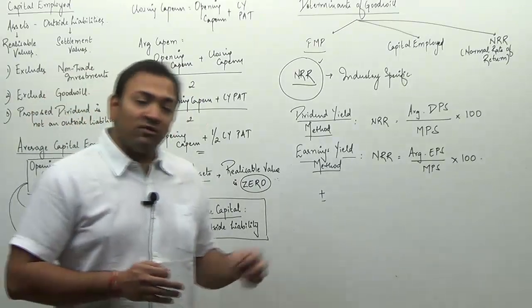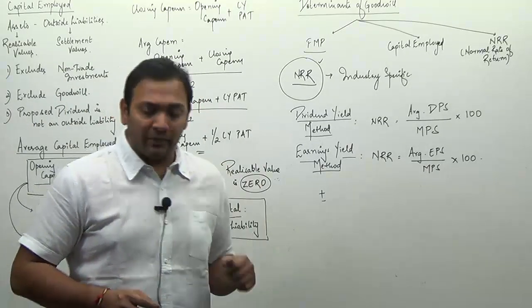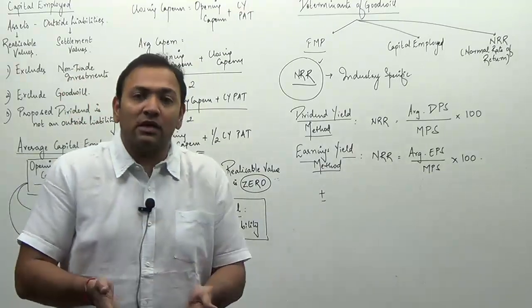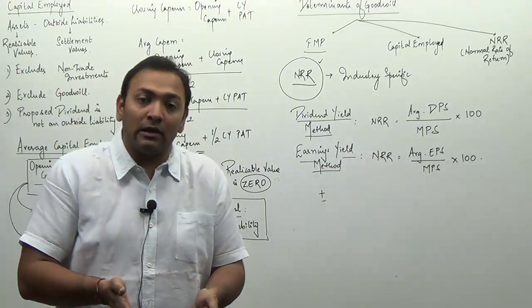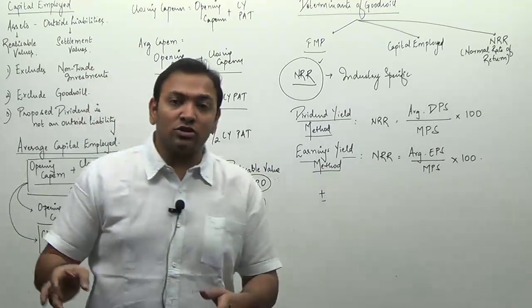So what happens when there is an unfavorable debt equity ratio? I am expecting a higher NRR. Now 14 plus something, 14 plus what? There should be some percentage which should be added. How much percentage to be added is left to the student.